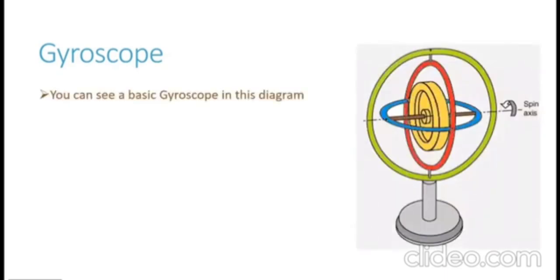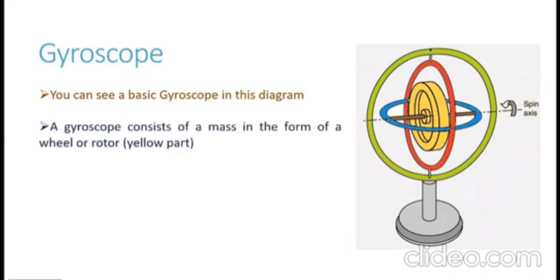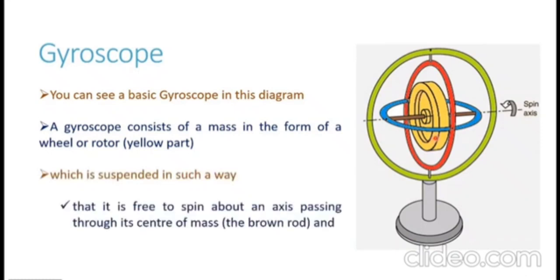Now at the heart of a gyrocompass is a free gyroscope. So let us first of all understand what we mean by a free gyroscope. You can see a basic gyroscope in this particular diagram. Now, a gyroscope consists of a mass in the form of a wheel or a rotor. As you can see in this diagram, this yellow color part is the rotor. And this rotor is suspended or fixed in a special arrangement. You can see that it is suspended in such a way that it is free to spin about an axis passing through its center of mass.